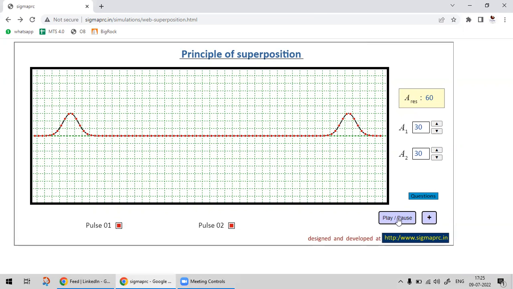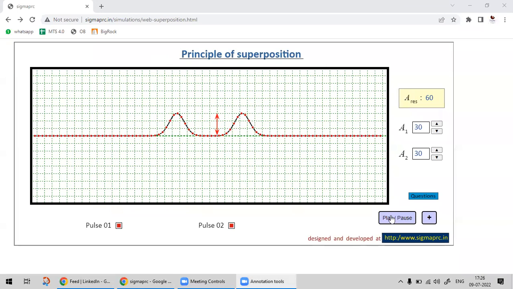And I click play here and you see both the pulses traveling towards each other. They overlap and they continue their journey. So just at the instance of overlap, we can see that the resultant amplitude becomes twice the amplitude of either of the pulses. So I'll just pause it here and I'll animate it so that that will be clear for our visualization. You see, each pulse is having a height of, let us say, 3 units on this graph paper.